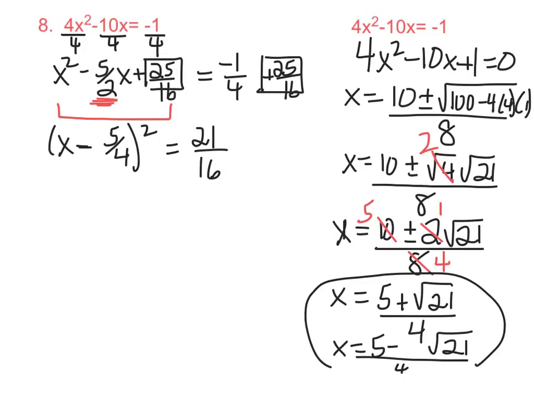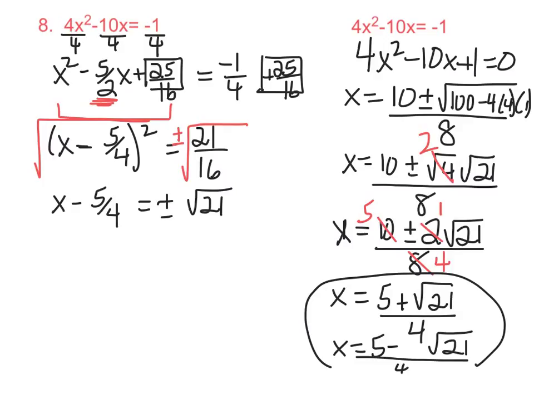All right, I'm trying to get x by itself, so I'm going to take the square root of the left, and I'm going to take the plus or minus square root of the right. And I end up with x minus 5/4 equals plus or minus. Now, I don't know what the square root of 21 is. It's not a perfect square itself, and there's no perfect square in it, so I'm just going to leave it. However, the square root of 16 is a 4, so I'm going to break that down.